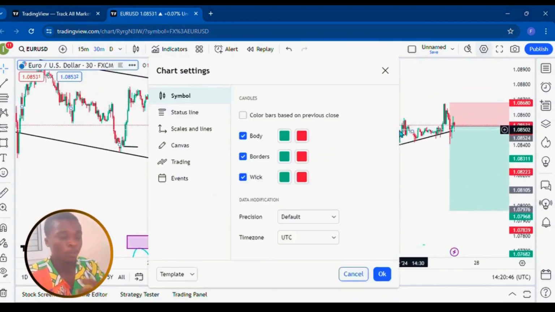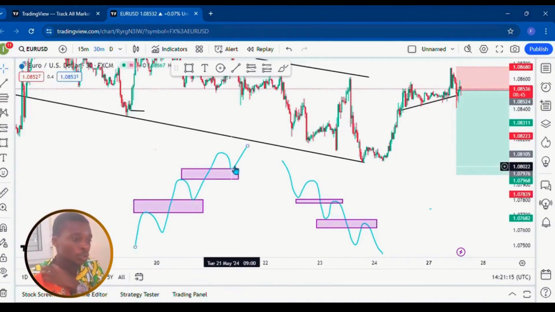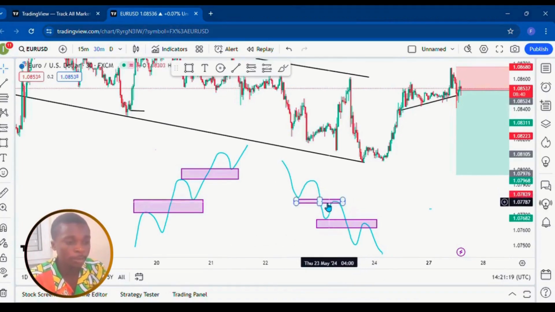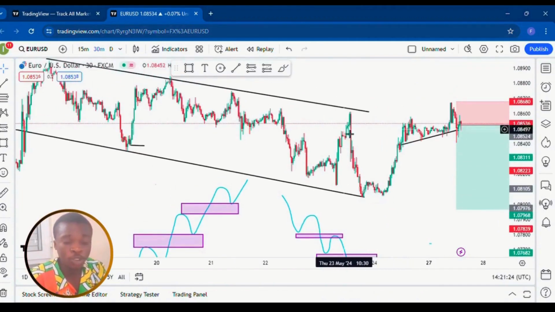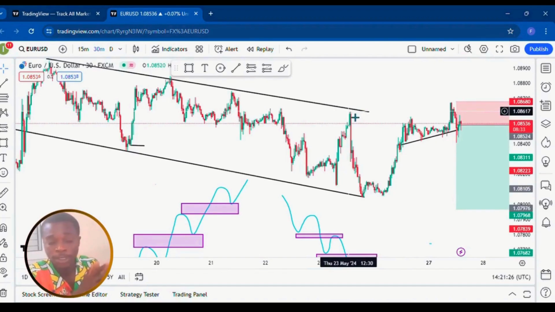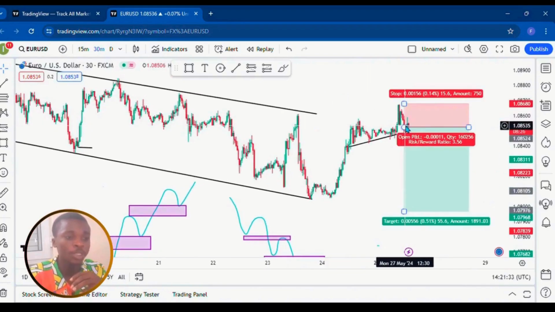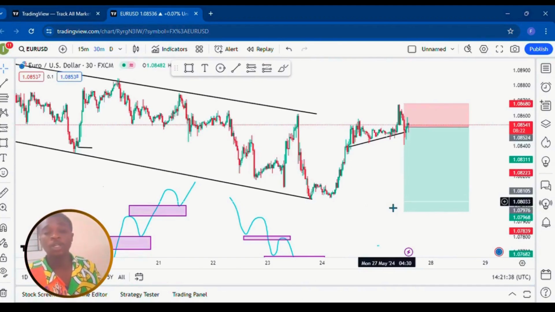So I've explained to you what supply and demand is. On the uptrending market, the support touches the resistance, just like that. In the downtrending market, the resistance touches the support, just like that. So I'll show you what supply is. Supply is at the resistance area, and demand is at the support area. So you can simply use this to predict price movement, like to sell at this point using the supply and demand strategy.